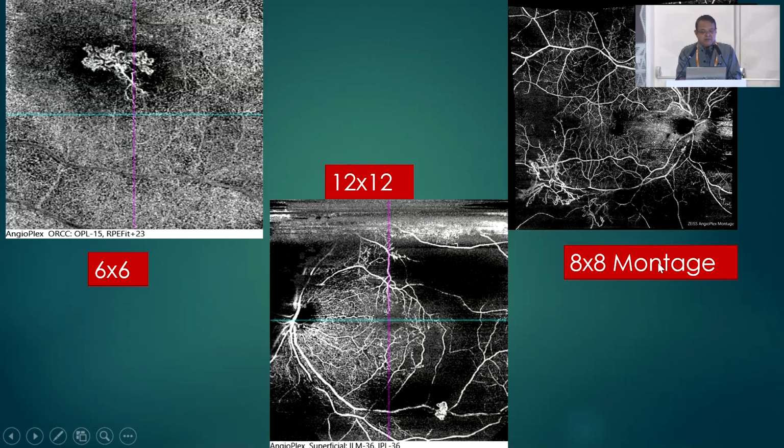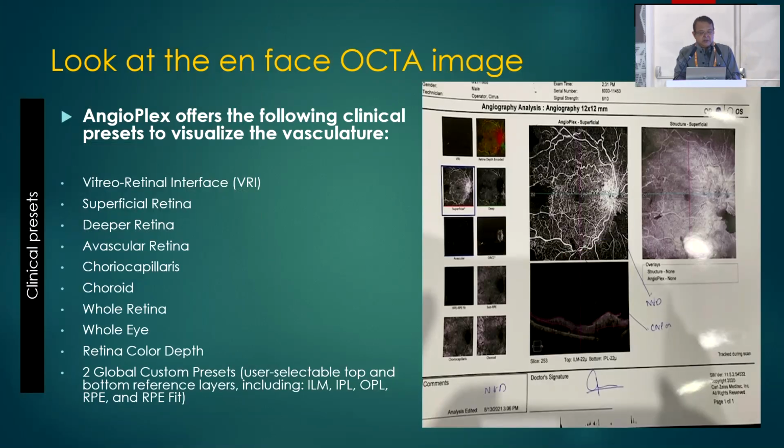that is an 8x8 montage, which gives somewhere around 12x12, or you can go with 12x12 areas. The advantage is that in 12x12, you can see a lot of CNP areas. You can go beyond the arcades and see the areas of capillary non-perfusion or disease pathology in a wider area. But the more the scan area, the more time it takes. And the other problem is you will get more artifacts once you have more scan area.